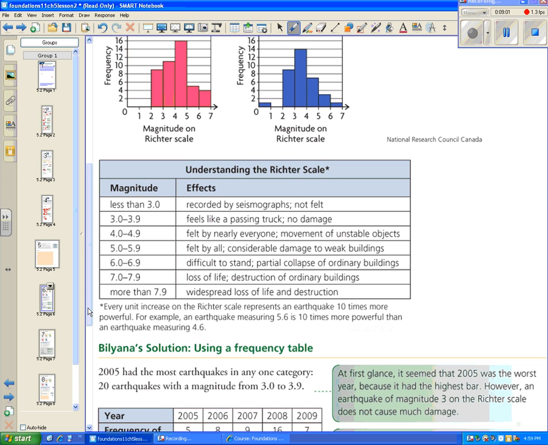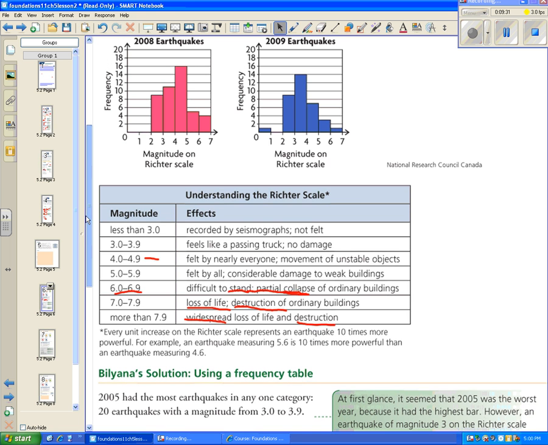So it says that from 4.0 to 4.9, it's felt by nearly everyone, and there's movement of unstable objects. From 5.0 to 5.9, it's felt by all, and there's considerable damage to weak buildings. From 6.0 to 6.9, it's difficult to stand, and there's partial collapse of ordinary buildings. And from 7.0 to 7.9, there's loss of life and destruction. More than 7.9 is widespread loss of life and destruction.